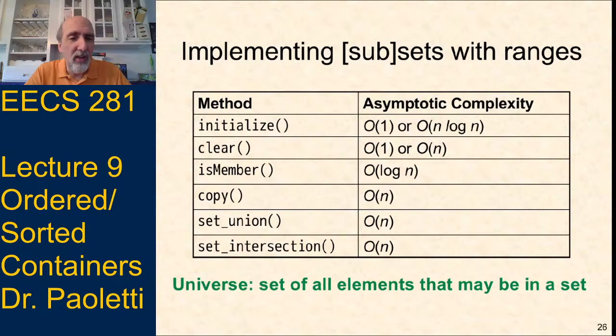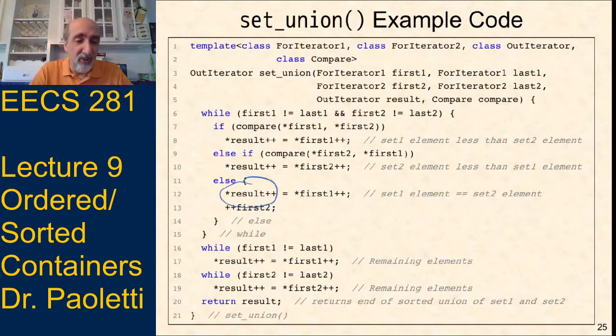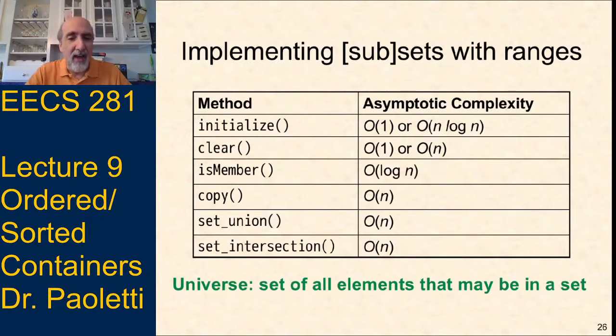It says set union and set intersection would be O(n). Why O(n)? Well, because we had to look at every element. Every time I look at an element, I either move one container forward, or I move the other container forward, or I move both of them forward. So n is the combined size of the inputs. If there's k in one and j in another, then n is equal to k plus j, the size of the two containers combined. I've got to look at everything. Set intersection, O(n) also.